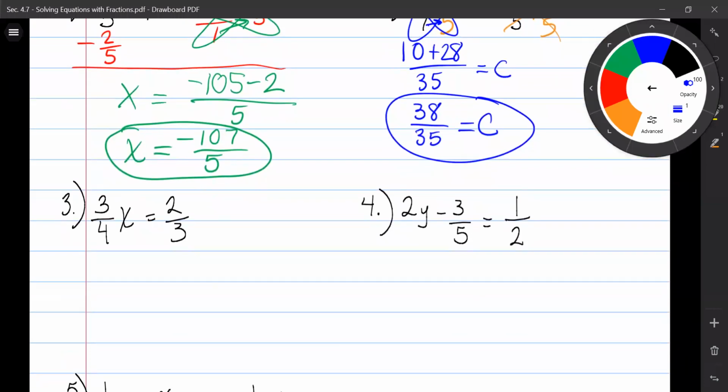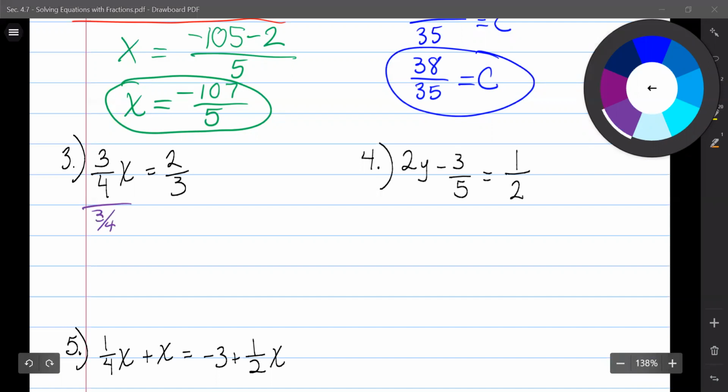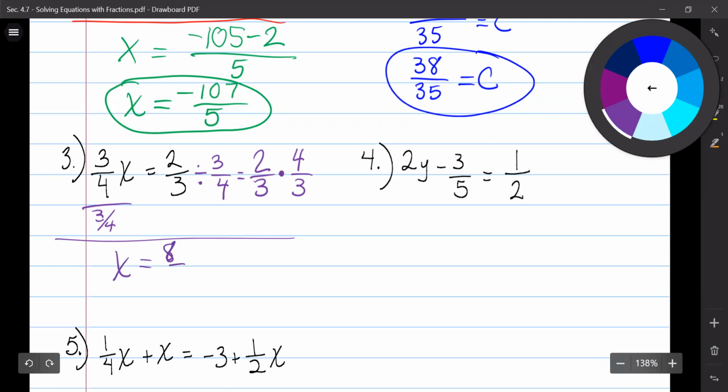Number 3, so 3/4 x equals 2/3. So 3/4 x means 3/4 times x, which means we're going to divide by 3/4. So when you divide by a fraction, you flip the second fraction and multiply. So 2/3 divided by 3/4 turns into 2/3 multiplied by 4/3. So 2 times 4 is 8, and 3 times 3 is 9. So x equals 8/9.